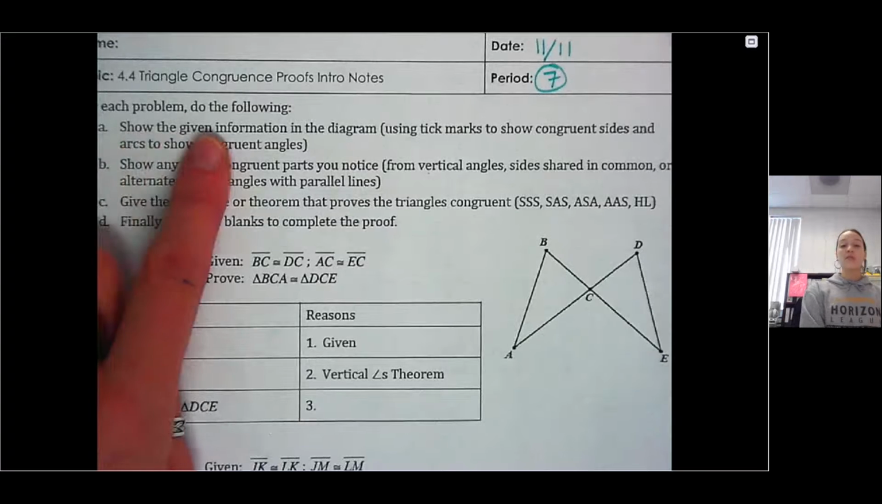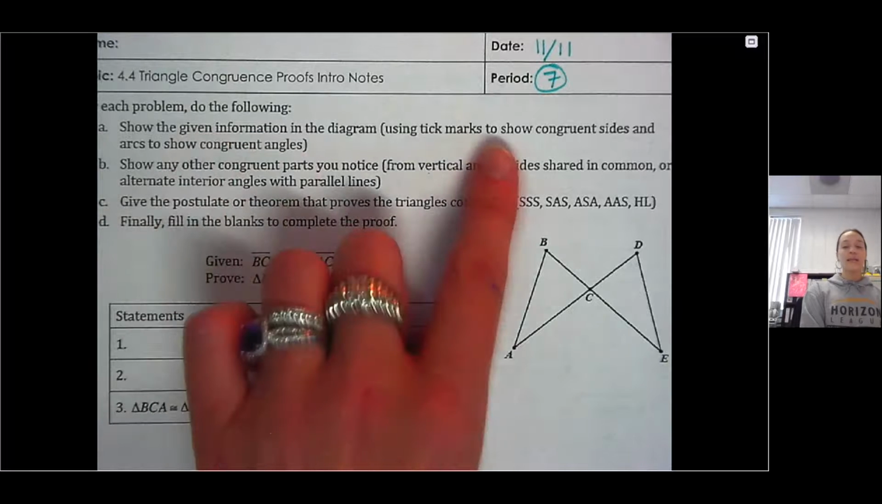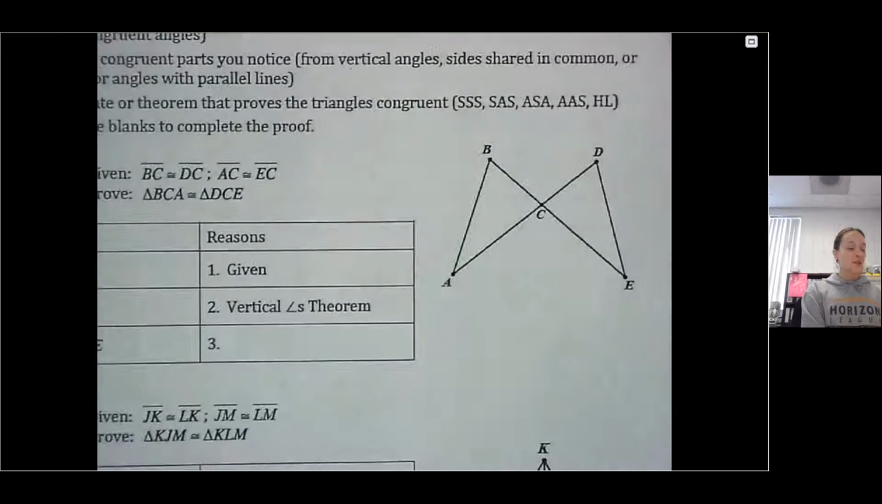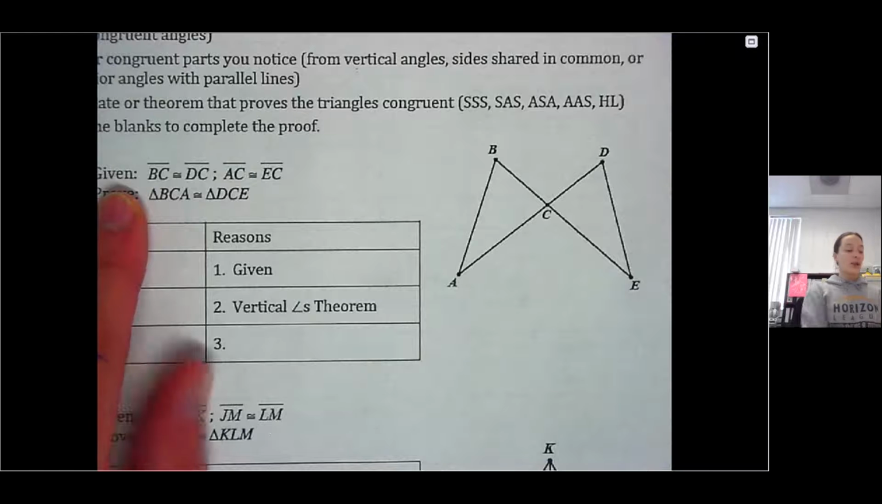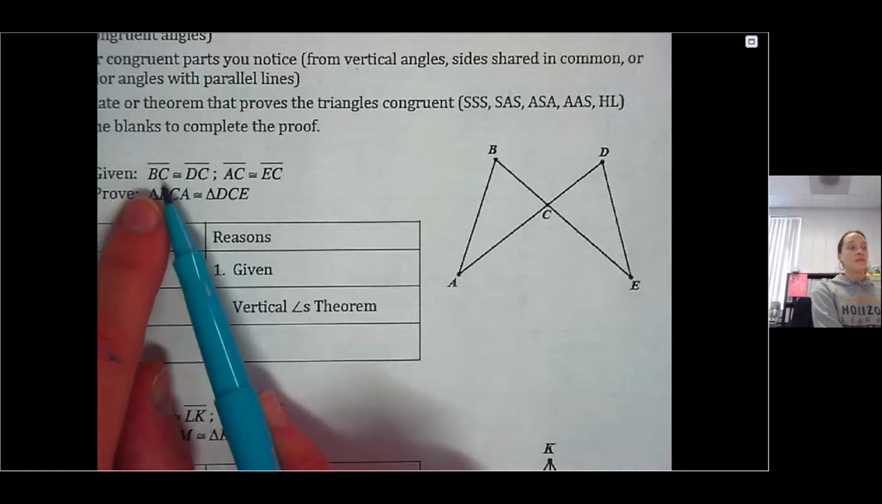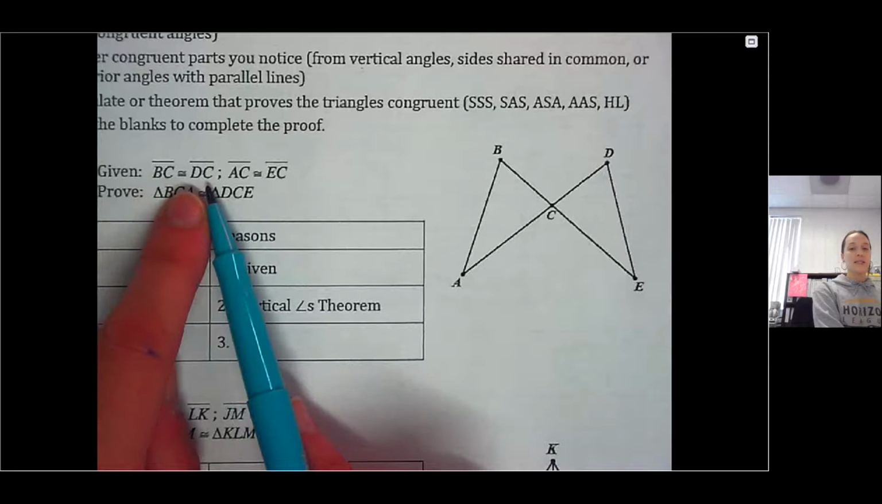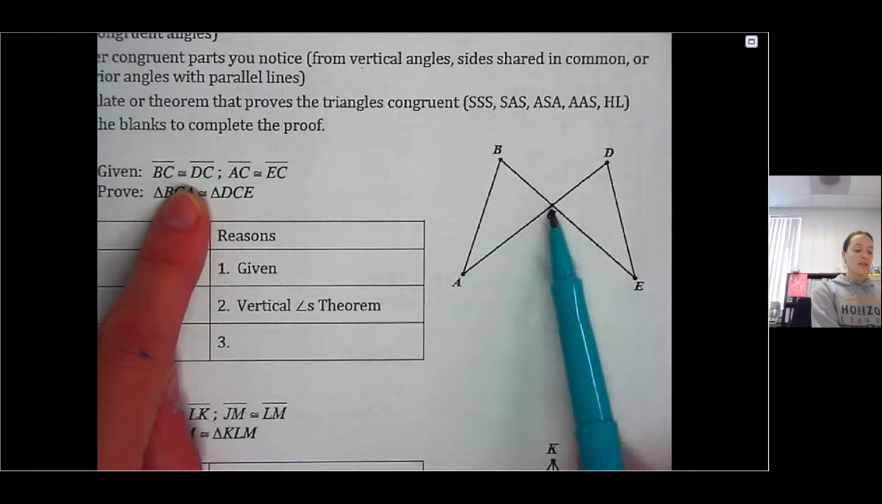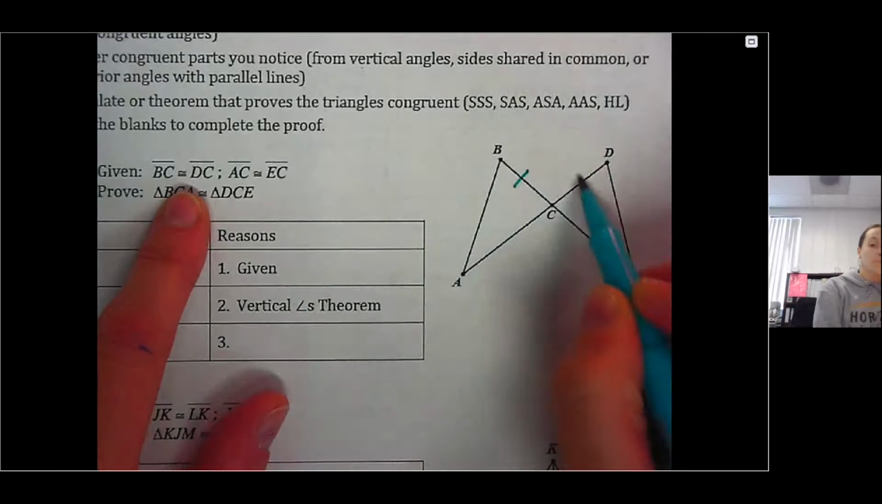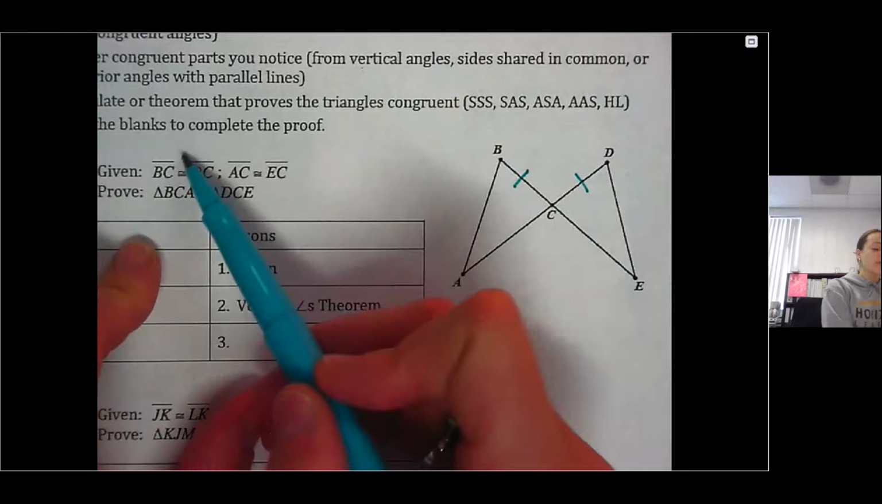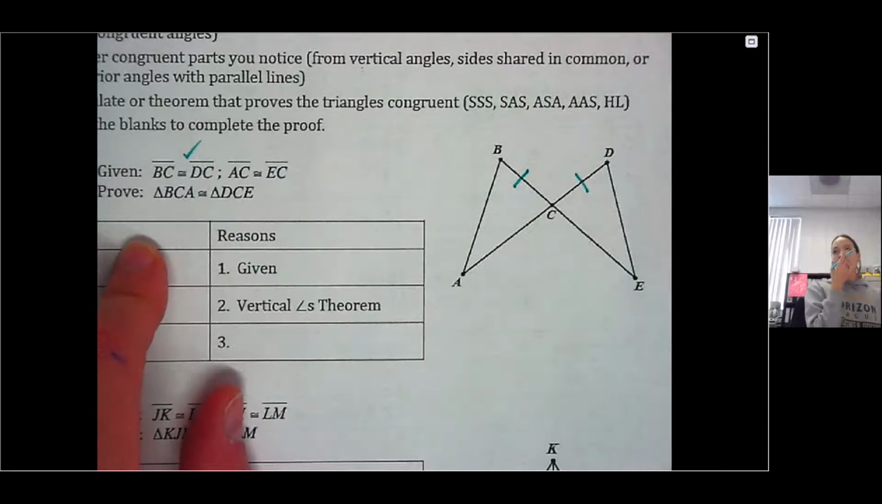So the first step is we're going to read the given information, and then we're going to mark it in the picture with tick marks or arc marks. Now, first piece of given information, this is things I'm telling you are true. It says side BC is congruent to side DC. So here's BC, here's DC. What should I put on them to show that they're congruent? A tick mark. Great, so let's do that. Great, there's my first little sentence. You mark that in your picture.